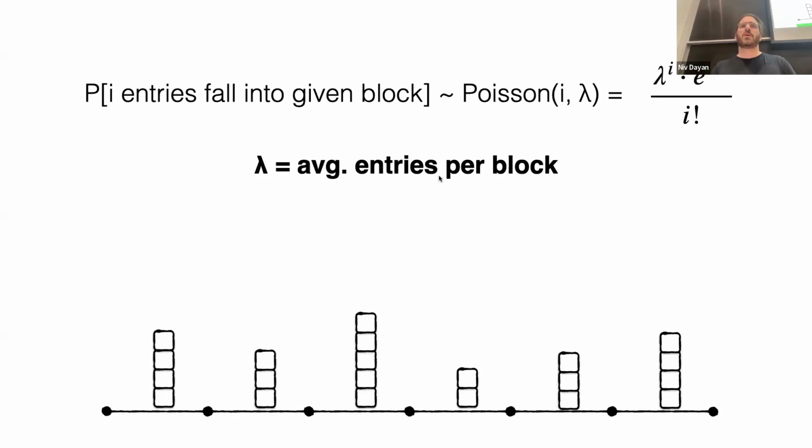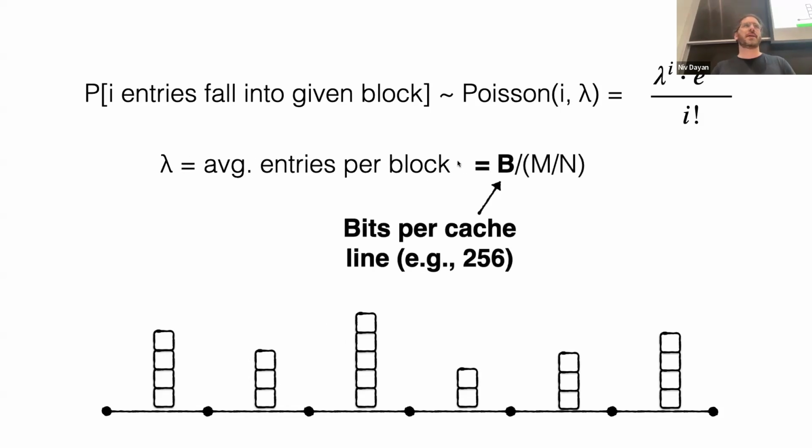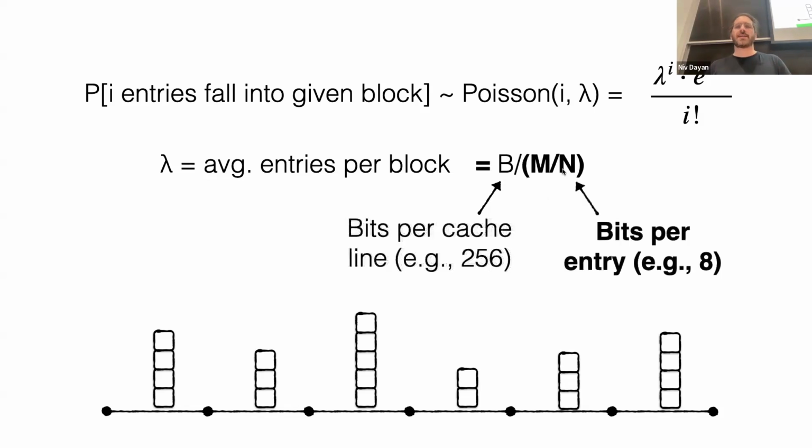What is lambda going to be in our use case? Well, let this be the number of bits per cache line. So this can be 256. Let m divided by n be the number of bits per entry. So on average, this expression gives me the number of entries on average per cache line.